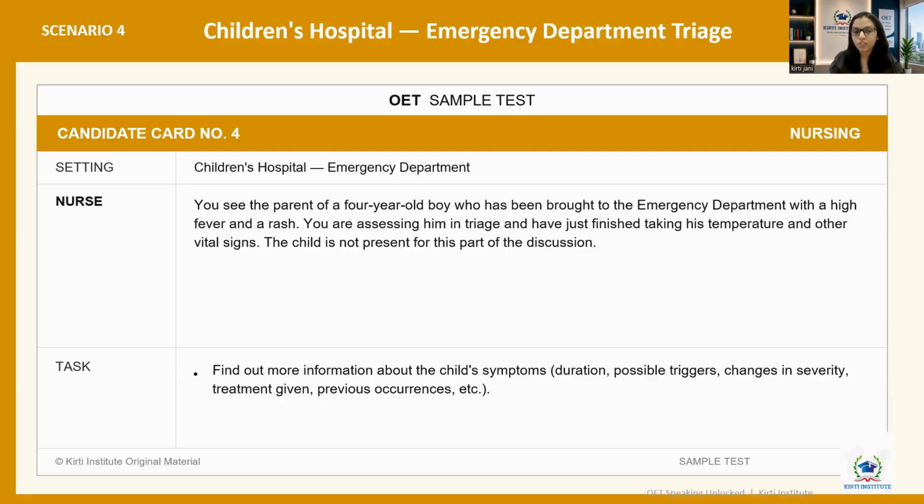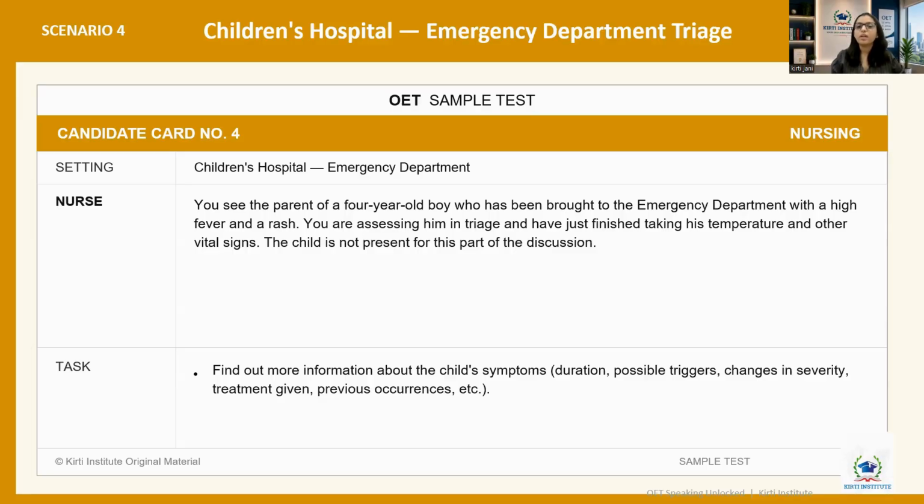Find out more information about the child's symptoms, duration, possible triggers, changes in severity, treatment given, previous occurrences. We need to identify all these details about the child's symptoms. So, how to begin? You may begin like this. Thank you for allowing me to assess your son. Before I give you my assessment findings, would you mind telling me more about your child's symptoms?